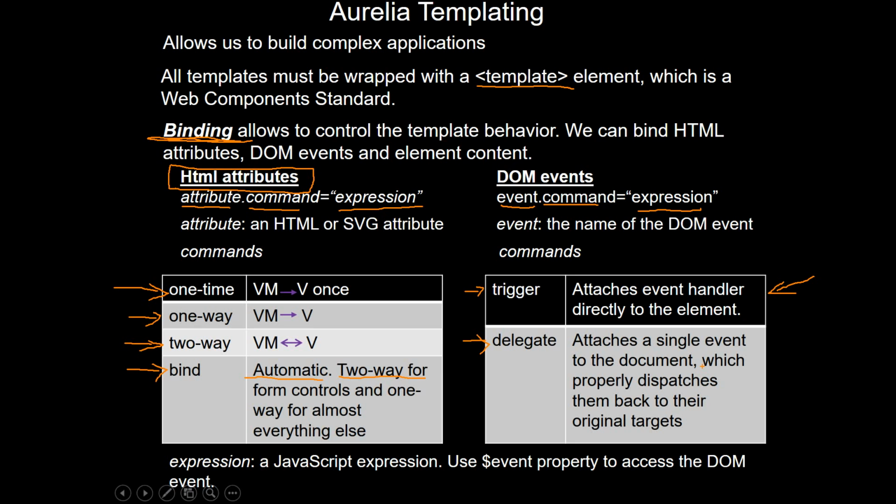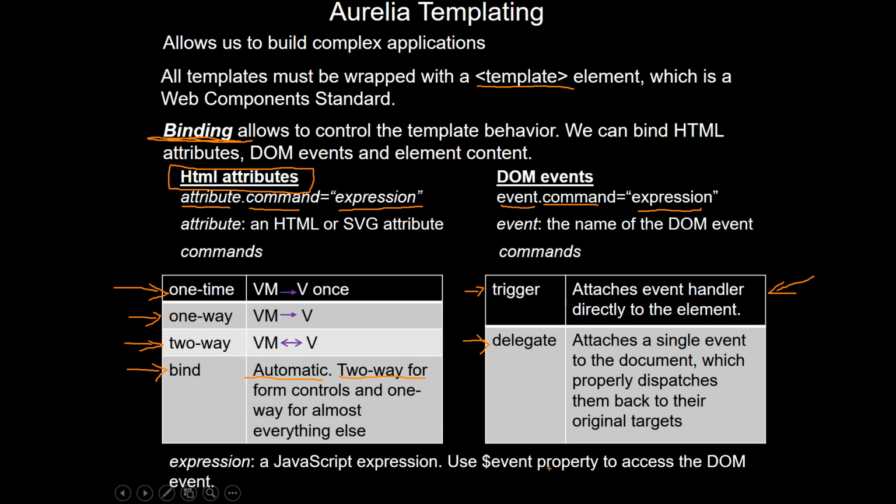That is the idea. So trigger is good when you want to directly target the element, and delegate is good if you want it to be dispatched at a higher level. So use your best judgment. Whenever you have a lot of elements, you would rather use delegate so that the document can dispatch it to the children. But if you have targeted event handling, always use trigger.